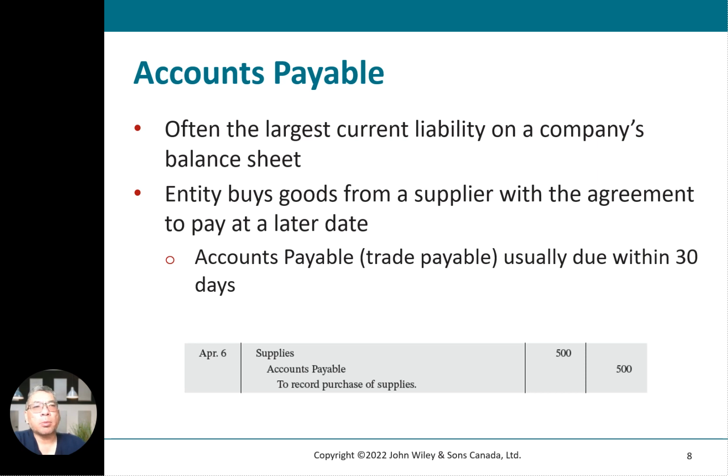Let's say I'm setting up a samosa shop. I'm going to get some sugar, flour, and salt from my suppliers, and I usually don't pay in cash. They're going to deliver my supplies in a week, and then I'm going to pay them in less than 30 days. Example here, April 6, supplies debit $200 and accounts payable credit $500 to record purchase of supplies.